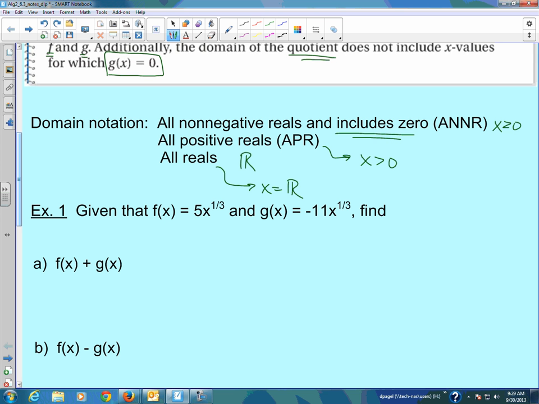Now, domain notation, you might see it written this way, something like x such that x is all reals. You might see this notation used in the book here. That's what that means: all values of x such that x is equal to all reals, or all values of x such that x is greater than or equal to 0, or all non-negative reals.